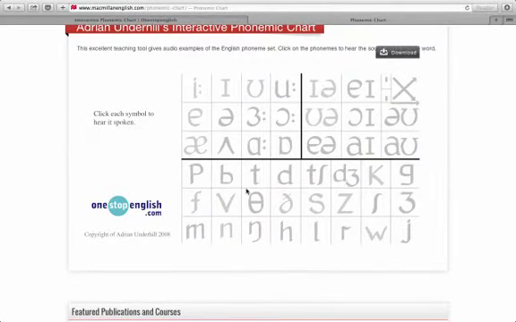Here's an example of an interactive phonemic chart that you can find online. You can find it at onestopenglish.com and the person who designed it is called Adrian Underhill. So this is the phonemic chart with the 44 sounds. And the idea is that you can click on each of the letters and it will say the sound very, very clearly, and it will also give you an example of a word where you can find that sound.